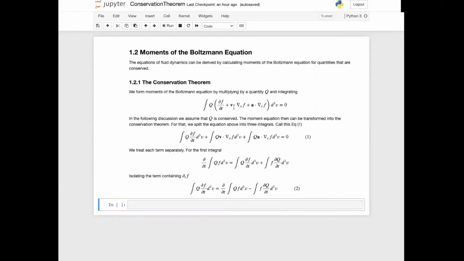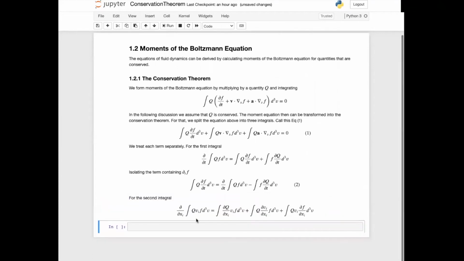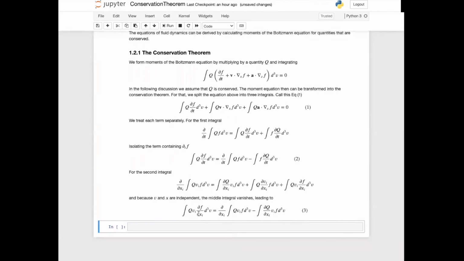Let's move on to the second integral, the one on the spatial derivative of the distribution function. Let's play the same game. We have a derivative of one of the terms only, but there are three terms inside the integrand. So we take the spatial derivative of the three terms and split them with the product rule. The term that we want is the third one. Let's isolate this, simplifying it already: because the velocity and the position are independent, the middle integral vanishes. So the term that we want reduces to these two integrals. Again, let's call this equation 3 and save it.